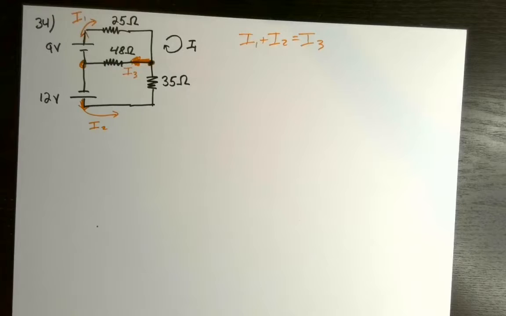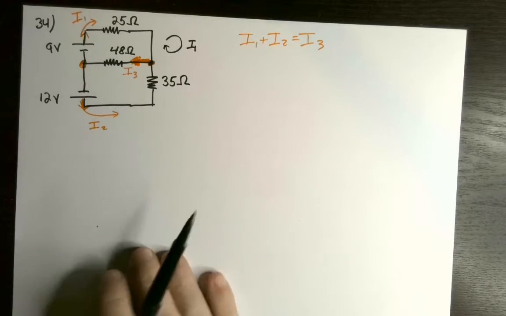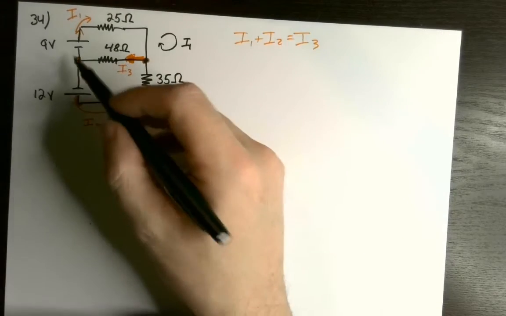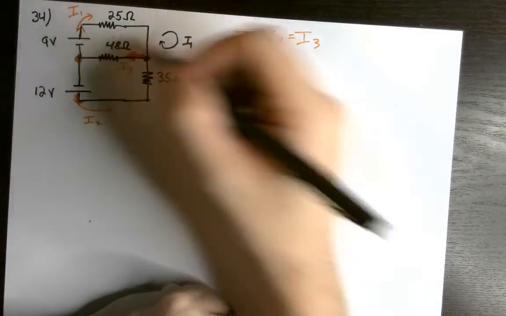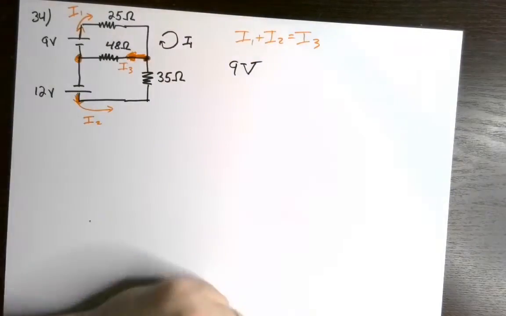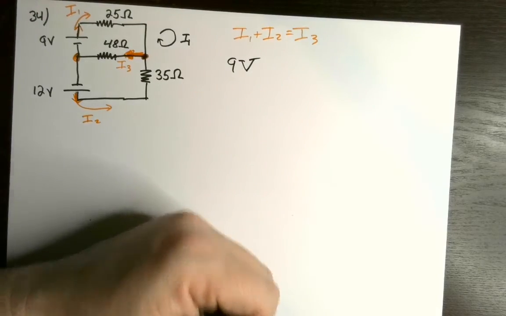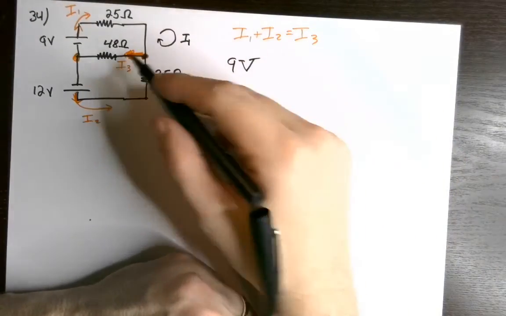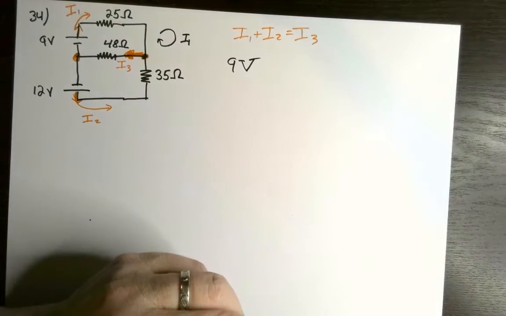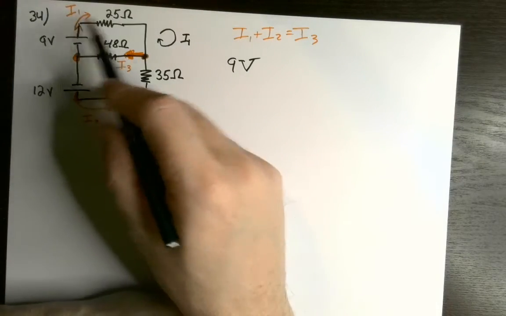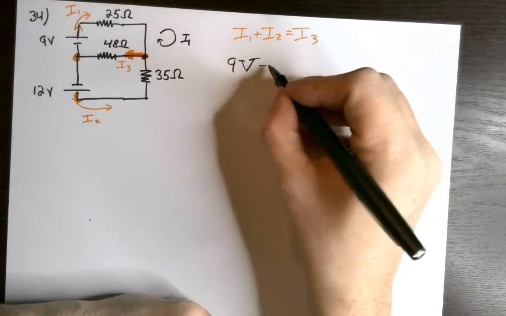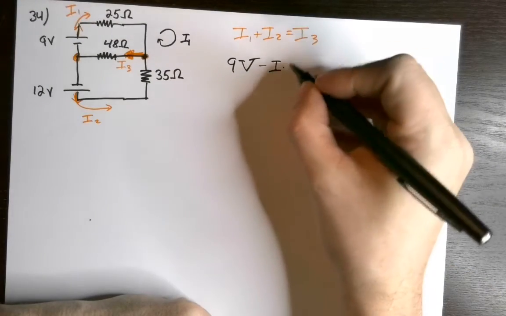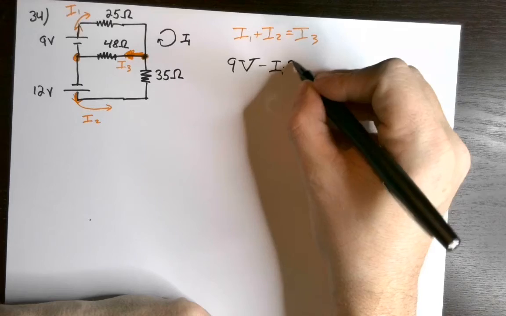So let's start here in our top loop. What have we got? What do we encounter first? The first thing we encounter is a 9-volt battery, and we're going from negative to positive, up the potential difference. Our potential is increasing, so that's a positive 9-volt increase in electrical potential. Then we go across the resistor. That's a potential drop of minus IR, so minus I1 times 25 ohms.